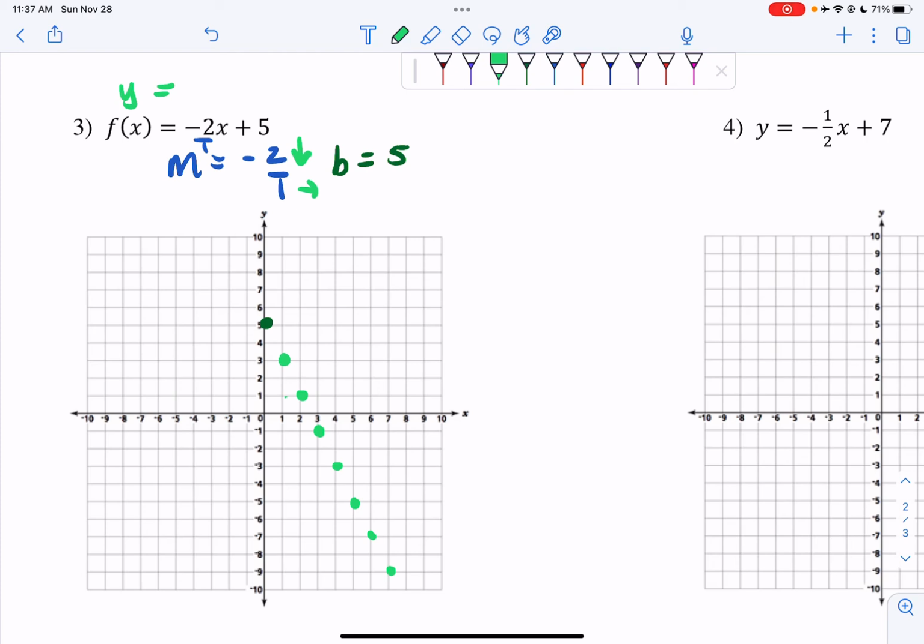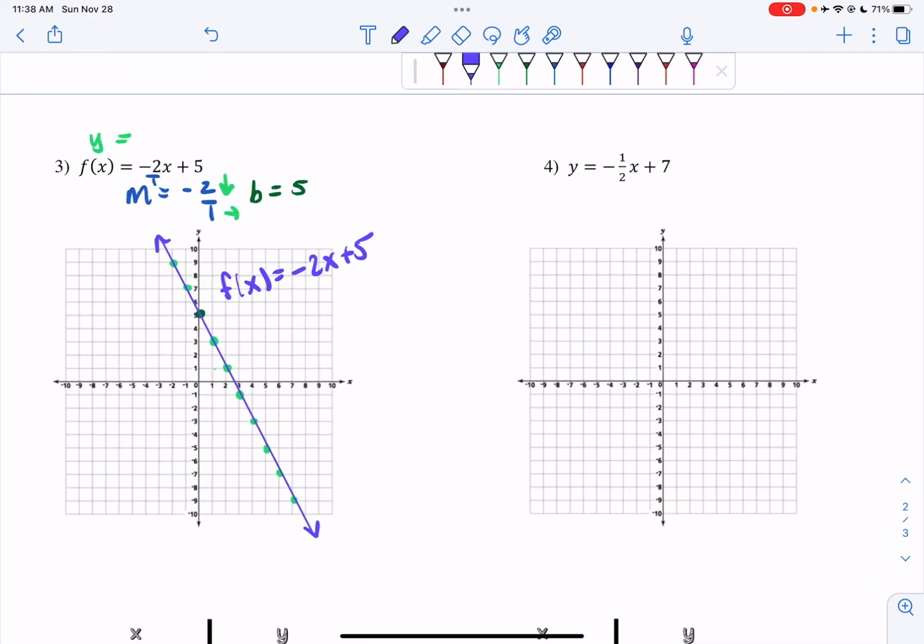Now I go back to my y-intercept. Instead of going down 2, right 1, I go up 2, left 1. And now I draw a line going through my points. Just a heads up, your line does have to be straight. And then I can just write f of x equals negative 2x plus 5.